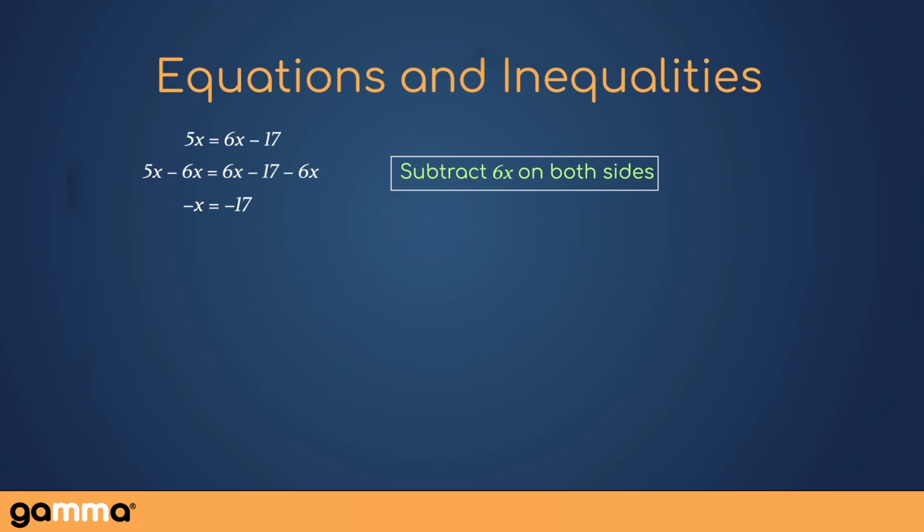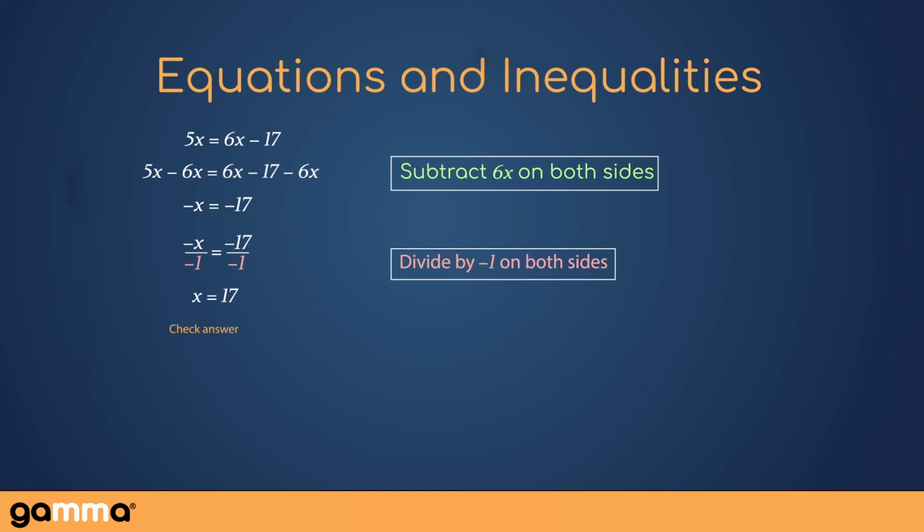And now we can't have minus x as our answer, so we need to divide by minus 1. So minus x divided by minus 1 is equal to minus 17 divided by minus 1, because we divide on both sides. So our final answer will be x is equal to 17. Now we need to check our answers. So we take the left-hand side, substitute our x answer. So we'll have 17 plus 3 all over 2 plus 17 minus 2 all over 3 is equal to 15.